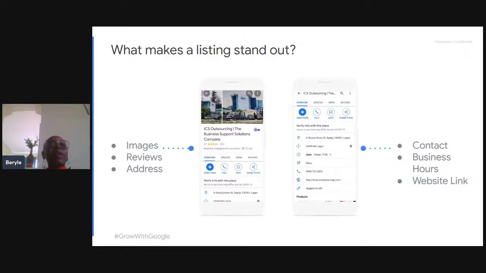The Google My Business profile is really good. If you also want to stand out on GMB, you need to encourage your clients to leave you reviews.